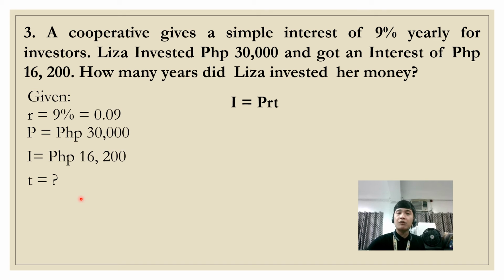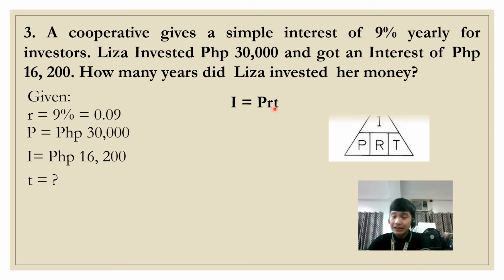So, considering our formula, which is I equals PRT, kailangan nating iayusin yung formula natin in such a way na T ang ating hinahanap. So, babalikan natin yung ating triangle a while ago. That is I equals PRT. Sinabi natin kanina, pagkapatayo, yan ay division. Pagkapahiga, yan ay multiplication. Sa kasong ito, ang nawawala po ay si time.